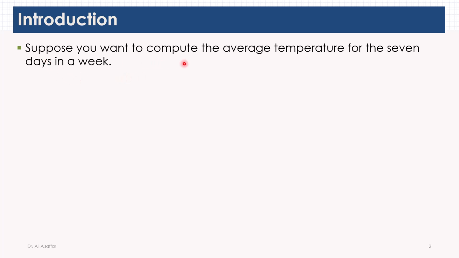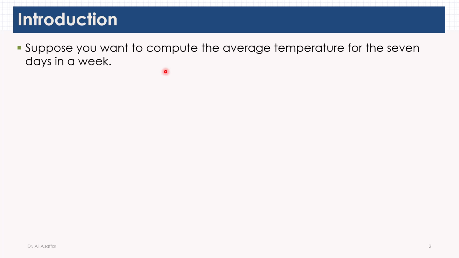Suppose you want to compute the average temperature for the 7 days in a week. If we want to write a program to compute the average for such temperatures, the question is how many variables do we need for these 7 temperatures? A naive solution is that we assign a variable for each temperature. We read all the temperatures, we write the equation for computing the average, which is the summation over 7, and then we print the result.